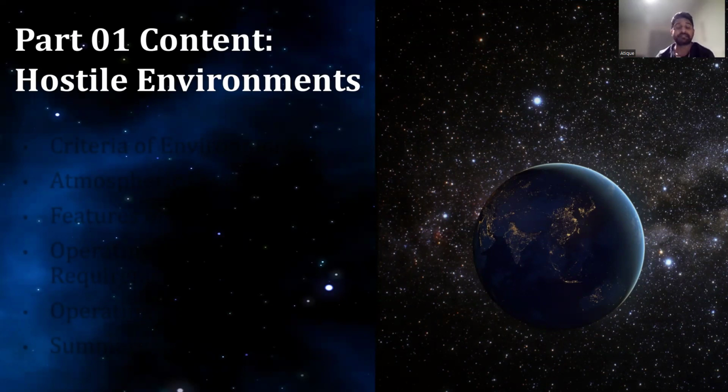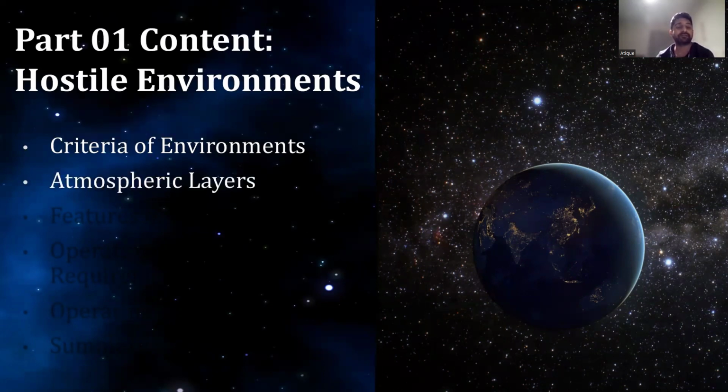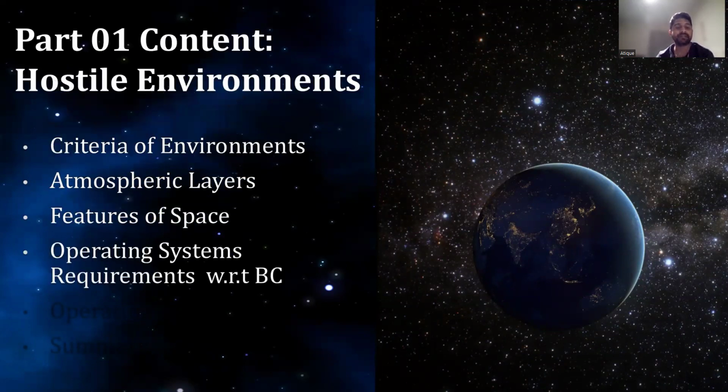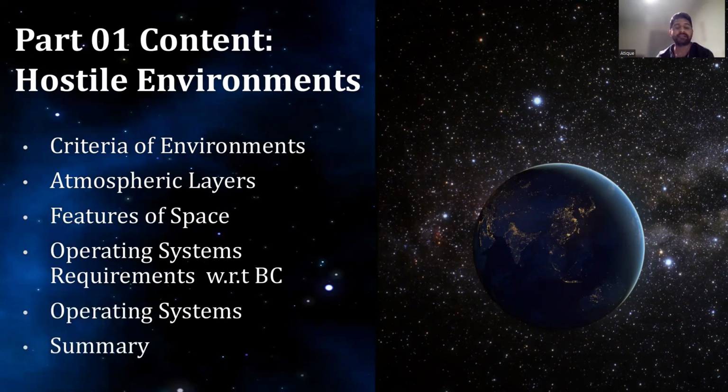To present this, I divided the entire presentation into some subtopics. First, we'll get to know the criteria of the environment, followed by atmospheric layers, features of space, operating systems requirements with respect to the boundary condition, operating systems, and finally, the summary of this one.